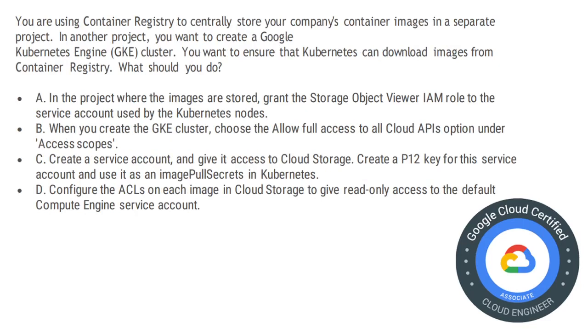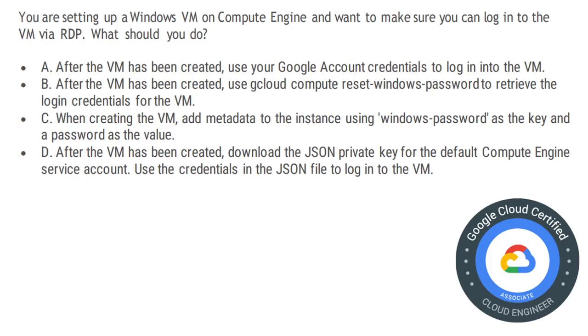You are using Container Registry to centrally store your company's container images in a separate project. In another project, you want to create a Google Kubernetes Engine cluster. You want to ensure that Kubernetes can download images from the Container Registry. What should you do? The answer for this question is option A. In the project where the images are stored, grant the Storage Object Viewer IAM role to the service account used by the Kubernetes nodes. Let's move ahead to the next question.